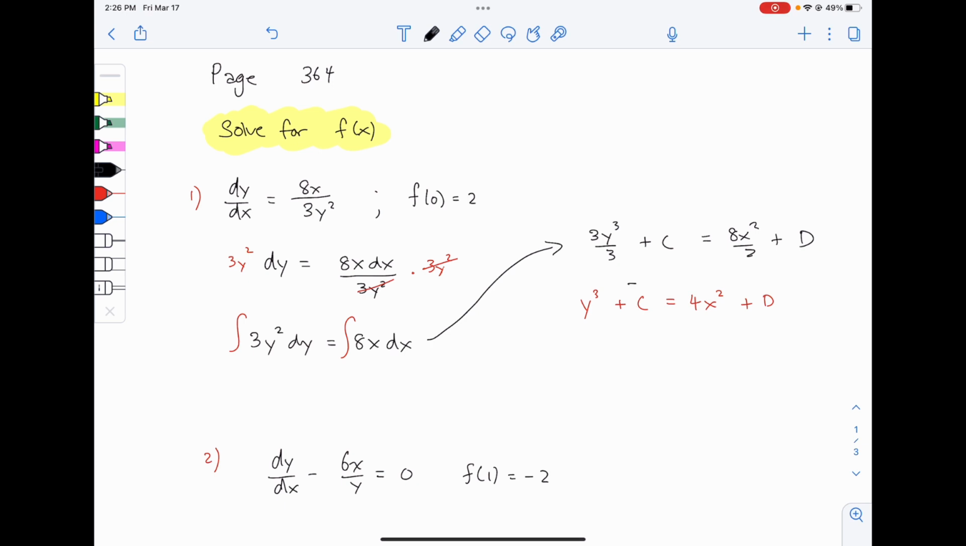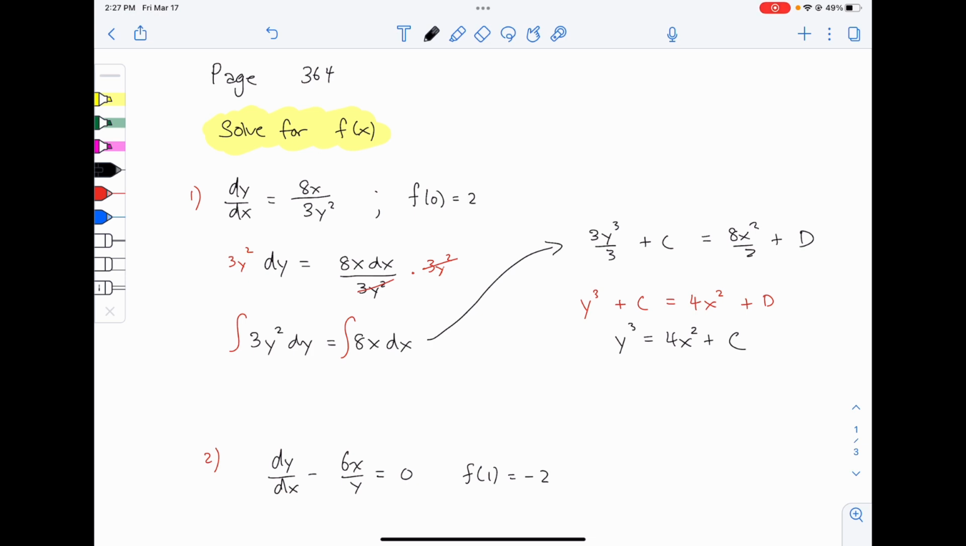But I know that if I subtract c on both sides, I have y cubed is equal to 4x squared plus another constant. I don't know if it's 2 times c or 3 times d. I just know that if I combine these two together and move them to one side, it's going to be another constant. So for the sake of not adding too many variables, I'm just going to say I'm adding c.